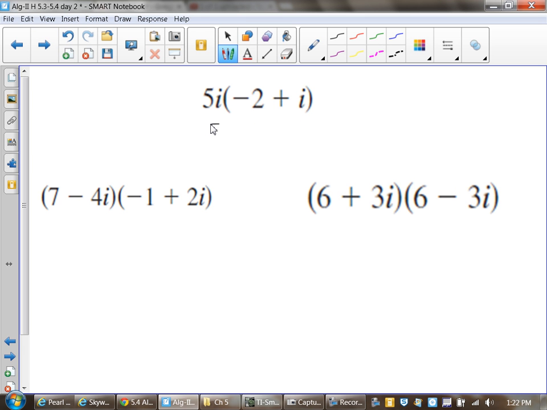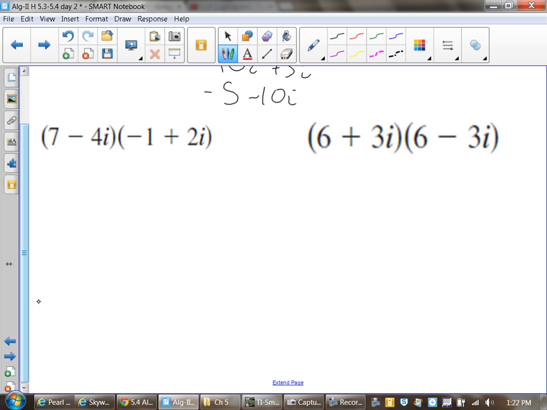Let's see, we get negative 10i plus 5i squared, so it becomes negative 5 minus 10i. Okay? Everybody agree? FOIL out the next one. Negative 7 plus 14i plus 4i minus 8i squared. So that's plus 8, so I get 1 plus 18i. Everybody agree so far?